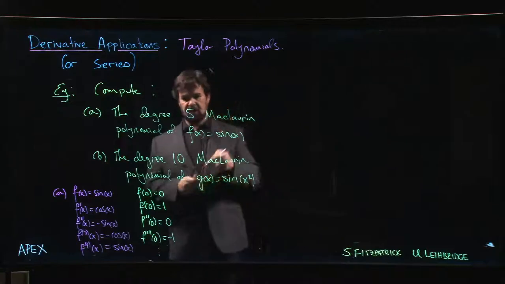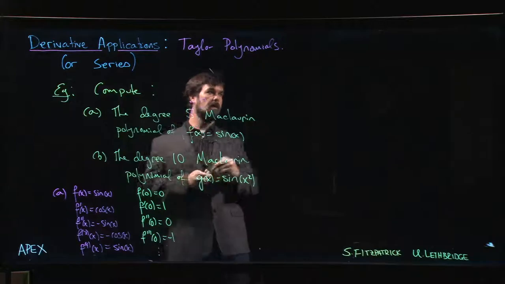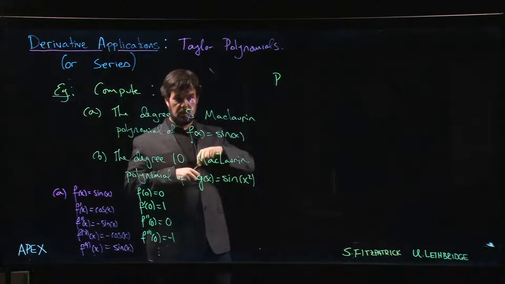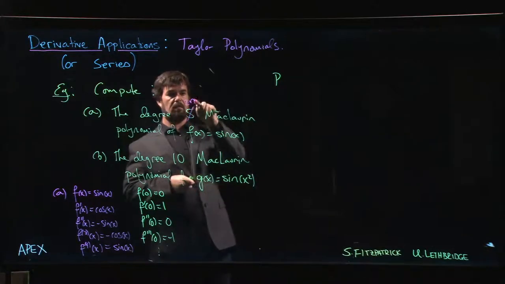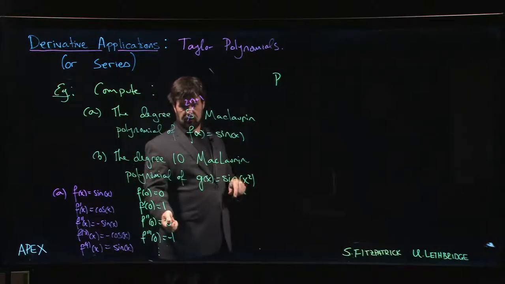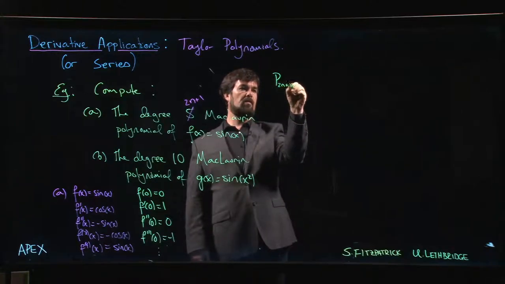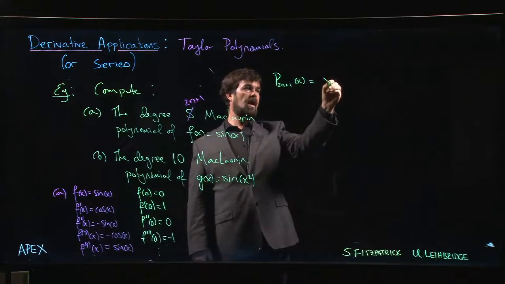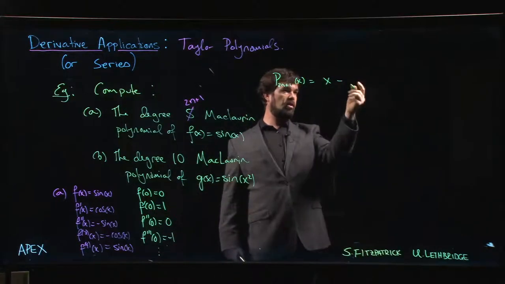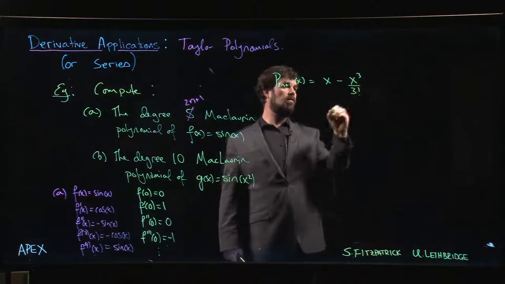In fact, if we wanted to, we could say, let's do the degree n Maclaurin polynomial, and maybe we say something like 2n plus 1, because the even degree terms don't show up. The coefficient is 0. So what we're going to get is something that looks like x, 1 times x, minus, so there's no x squared term. So the next term is going to be x cubed over 3 factorial.